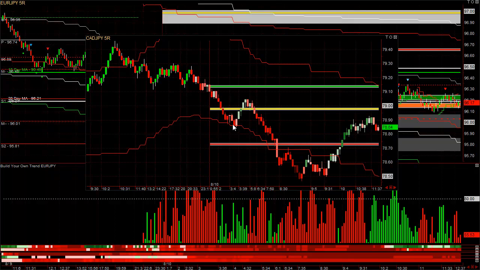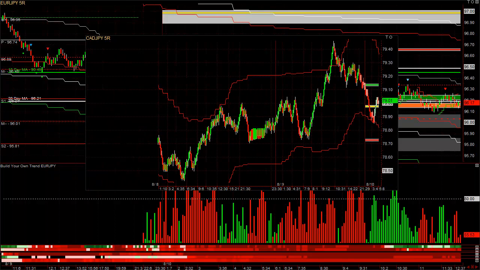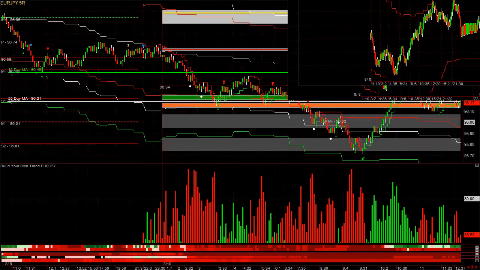Notice this level right here earlier in the day. Great place to get out of the trade if you sold up here at the upper value area. And as you scroll back and look at previous days, you will see that most of the time price is contained in here. Every once in a while it goes a little bit above it, but then it pulls back, hits the lower band, bounces, and so forth.